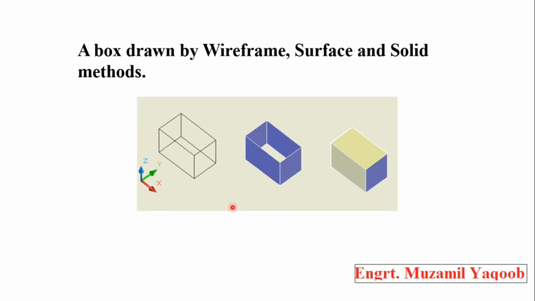So in this picture there are 3 examples given, you can see. The first one over here is drawn by the wireframe method. The second one is drawn by the surface method, and the last one is drawn by the solid method. So the difference is quite clear, as we discussed in our theory in the previous slides.